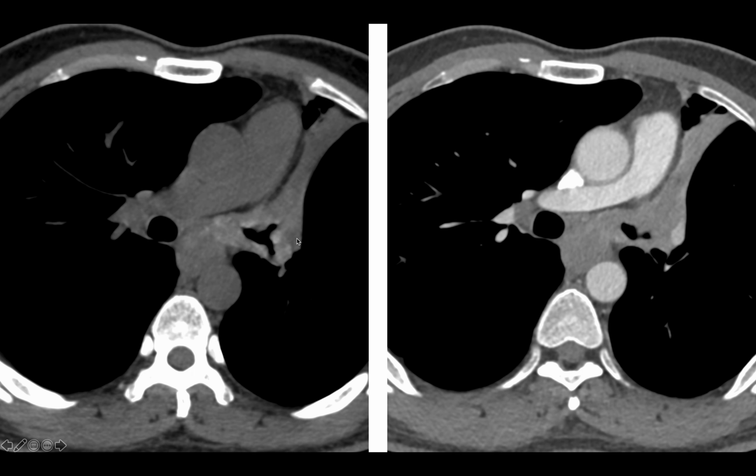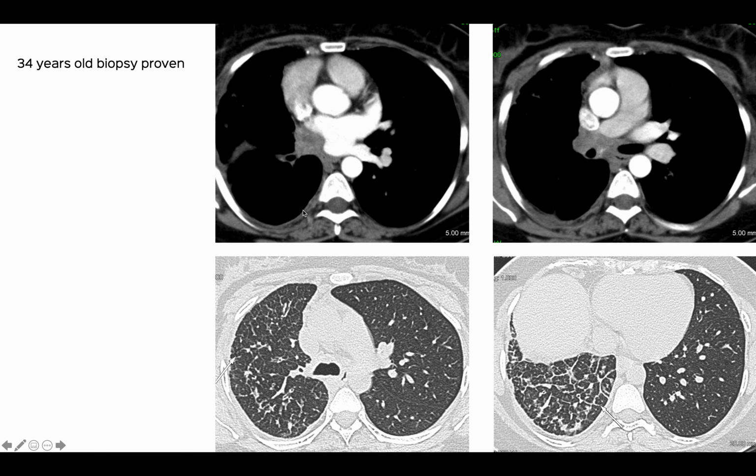And this is again mediastinal fibrosis with post-obstructive changes. This is a 34-year-old, biopsy proven. The mass was encasing the right inferior and right superior pulmonary veins, and you can see the septal thickening because of the pulmonary vein involvement.